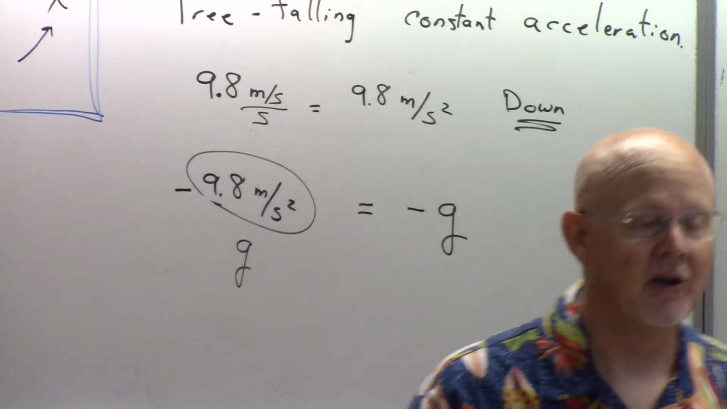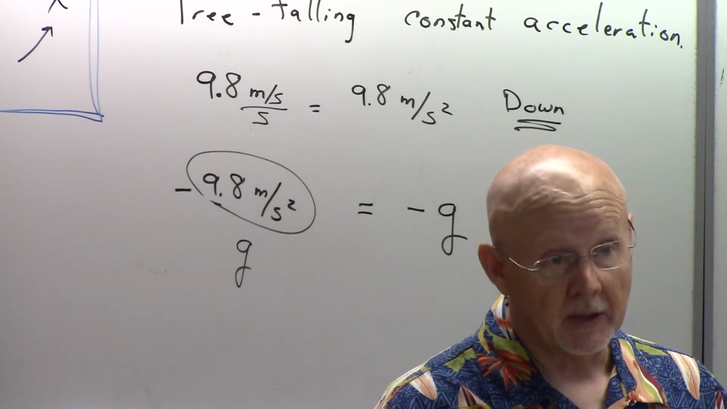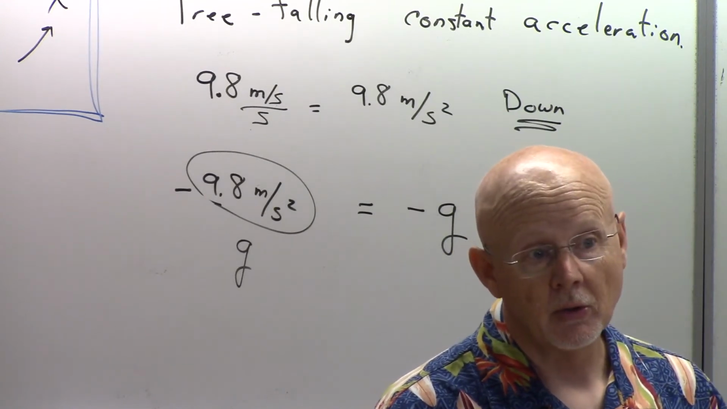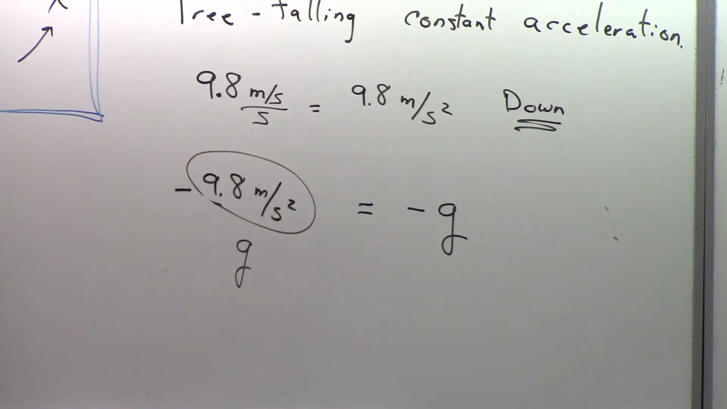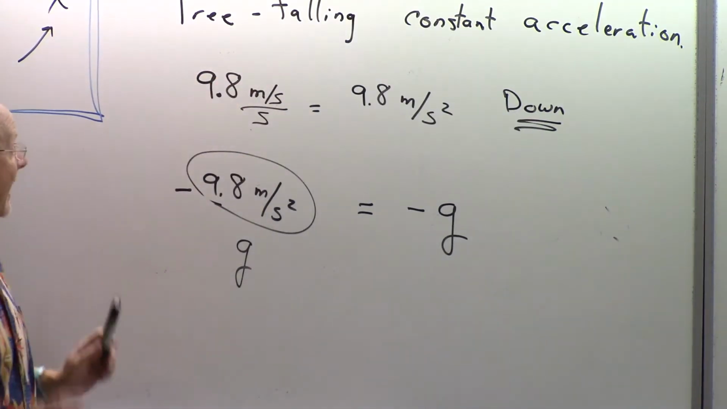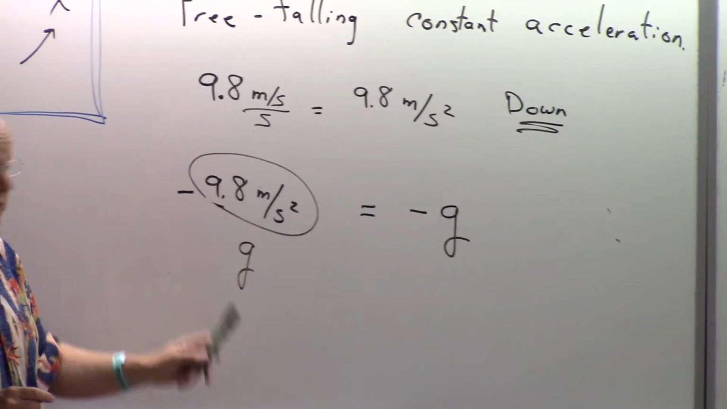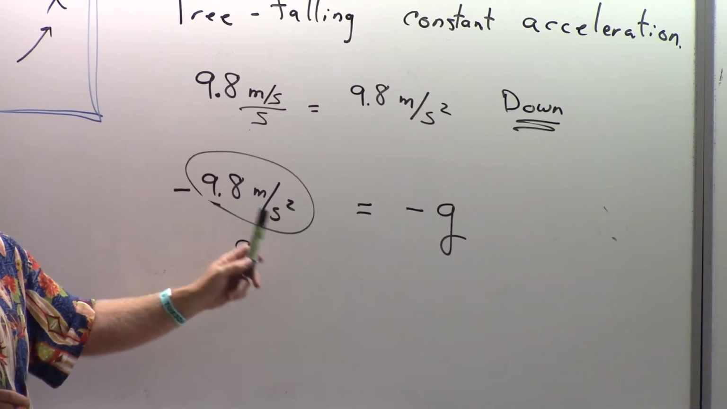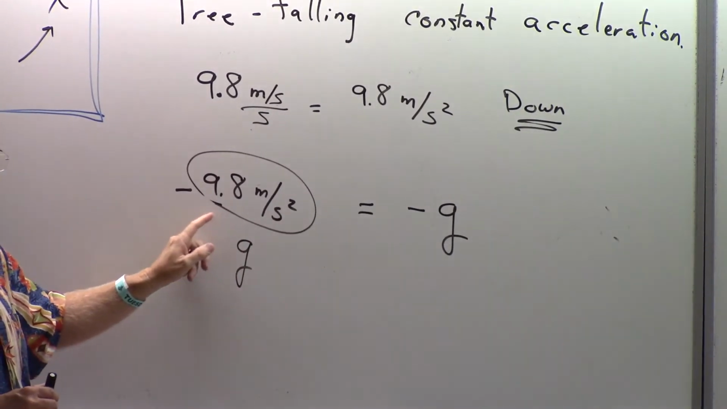So it does matter if you use the negative or not? Oh, yeah. And which one was it most of the time that we used? So most of the time, we're going to say a free-falling object has an acceleration of negative 9.8 meters per second squared, because we're going to call down negative, and it's going to be free-falling.